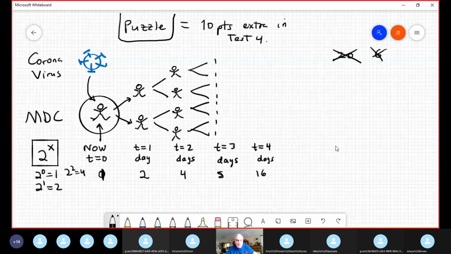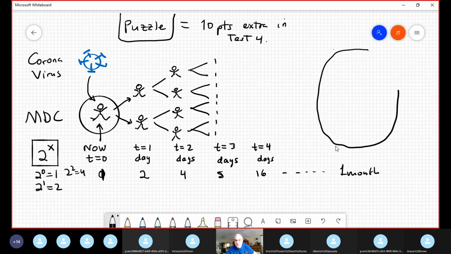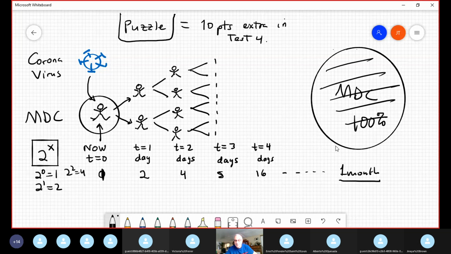Suppose that in 1 month, this continues. The authorities in Miami-Dade College don't react, and the whole college is contaminated. Therefore, according to this, the whole college. This is Miami-Dade College. If you don't apply the vaccine right now, in 1 month, Miami-Dade College is completely 100% infected.